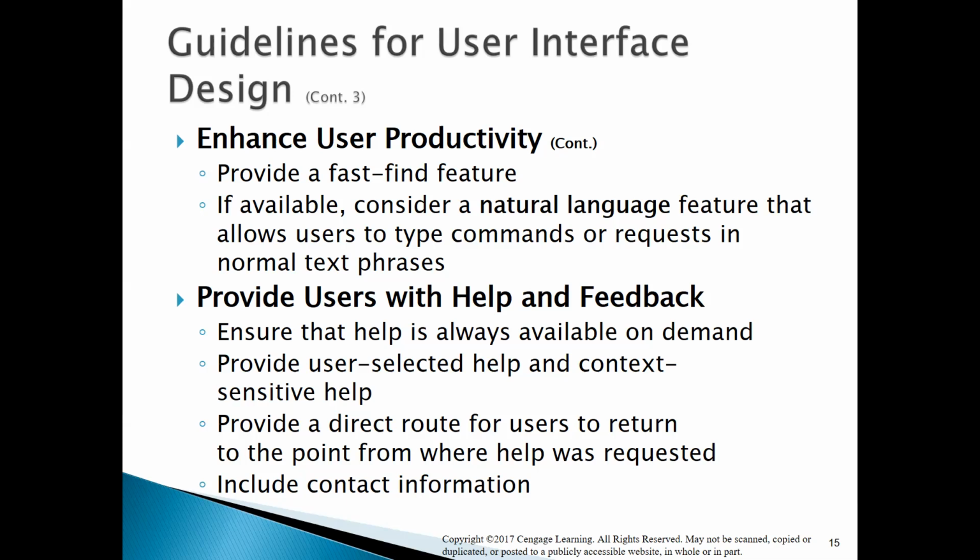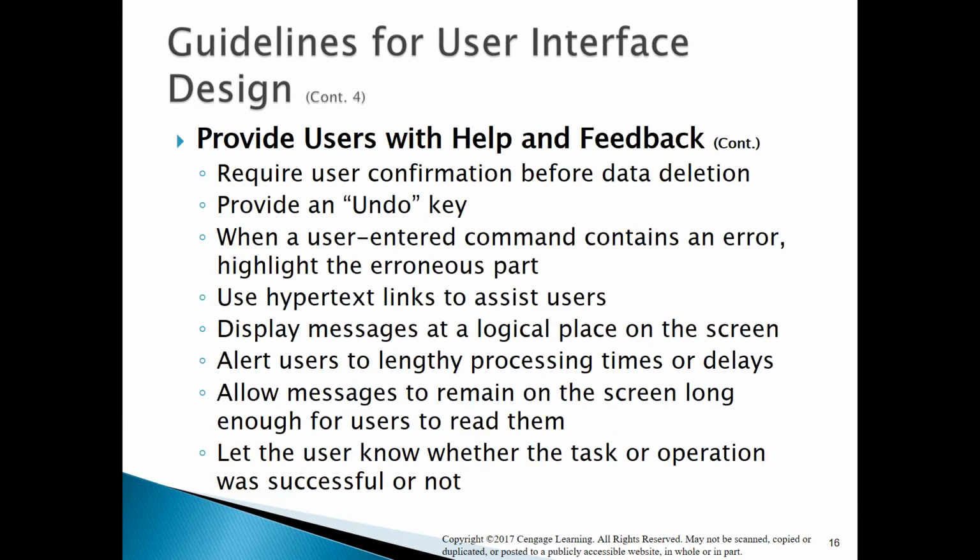Provide a direct route for users to return to the point from where the help was requested. Include contact information. The easiest way is you can contact through the email, phone number, or sometimes you have chat boxes. Require user confirmation before data deletion. Okay, now you must have seen this sometimes when we go around deleting something, it asks you, are you sure you want to delete this? So that's feedback. Provide an undo key. Okay, that means you do something and go a step backward.